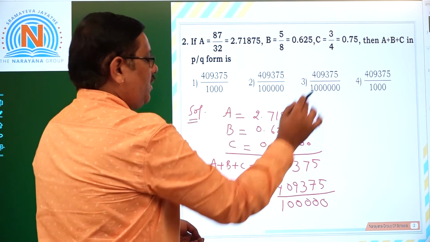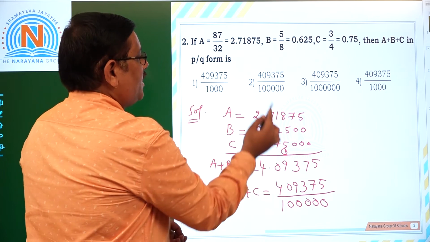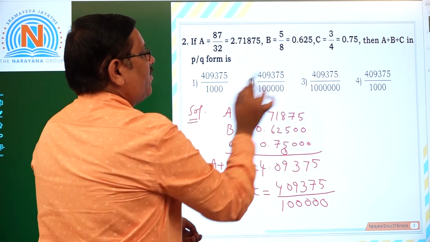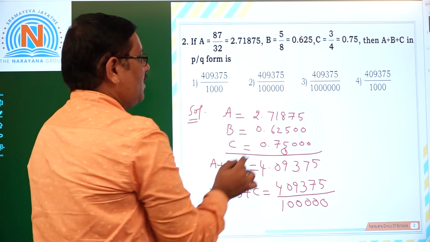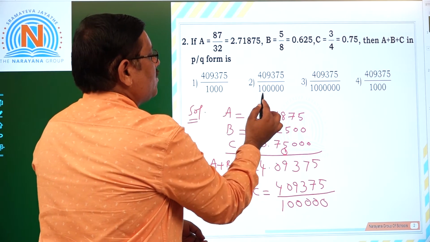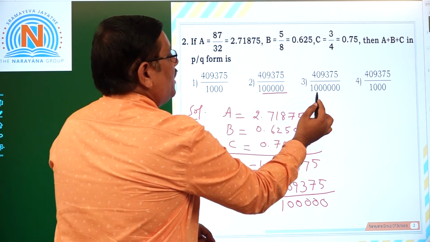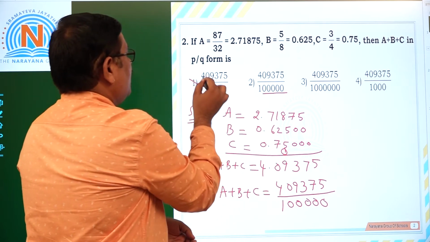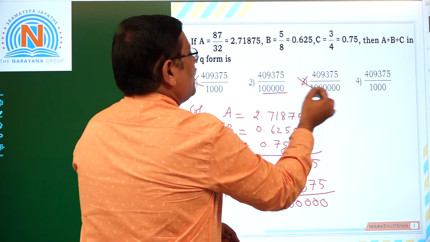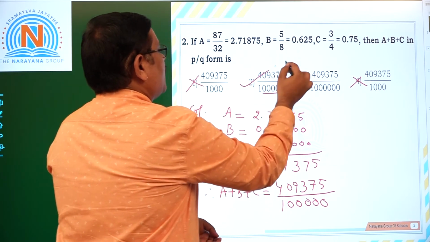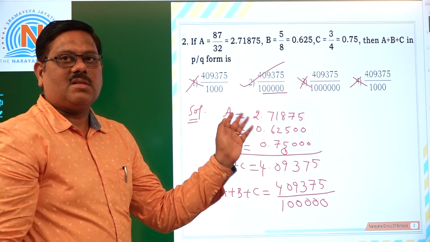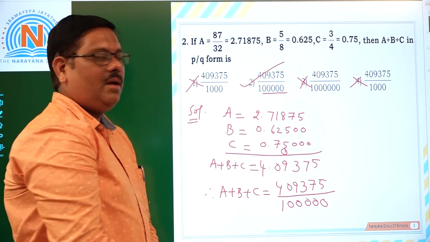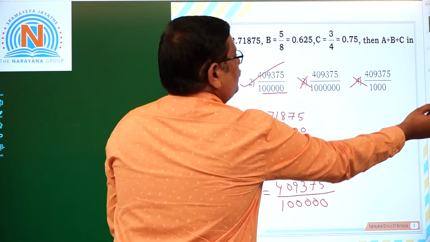So out of the given options, 4.09375, 4.09375, that is the numerator of every answer. If you look at the denominator, 5 zeros. Here we have 3 zeros. Here we have 6 zeros. Here we have 3 zeros. So this is not the right option. This is not the right option. This is not the right option. So certainly the second option is the right answer for this particular question. Okay. Now we will move to the next one.